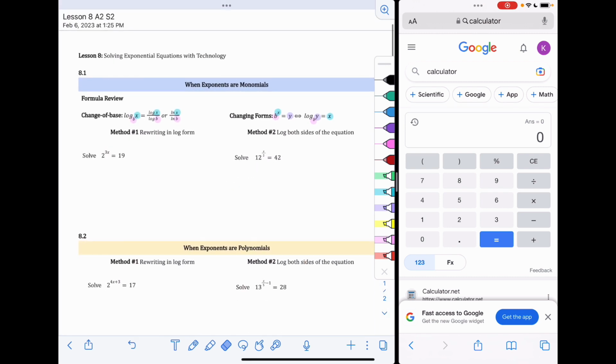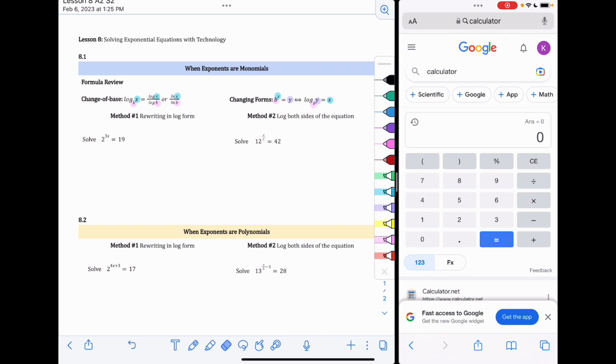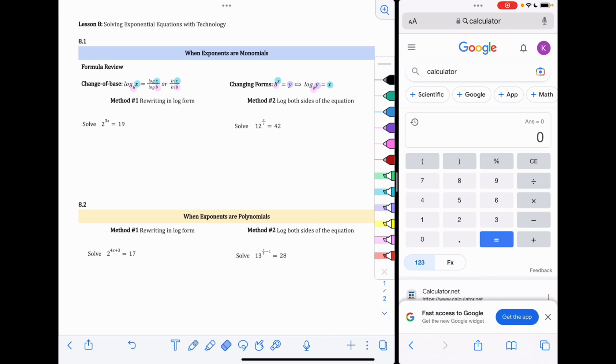Okay, so you'll see throughout this lesson we talk about method number 1 and method number 2. It really doesn't matter which one you pick as your favorite or your preference. In fact, you can always choose one over the other. There's not going to be certain problems where you have to use method 1 or method 2. I just wanted to introduce both to you so that you can decide what is best.